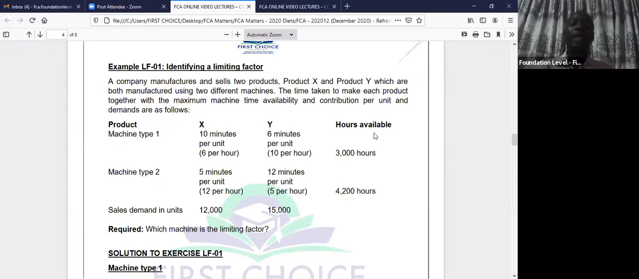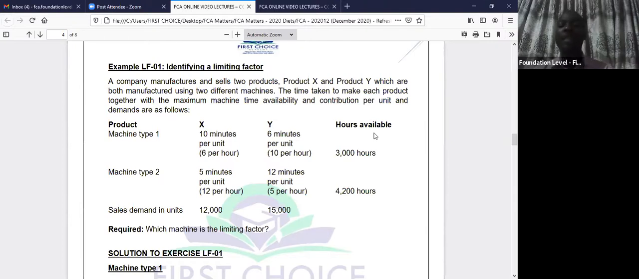Product Y, to make 1 unit, it has to pass 6 minutes just to make 1 unit of product Y. That means in 1 hour, you need to make 10 units of product Y. Look at the hours available, 3,000 hours available for machine type 1. So you cannot exceed 3,000 hours, whatever your combination is.